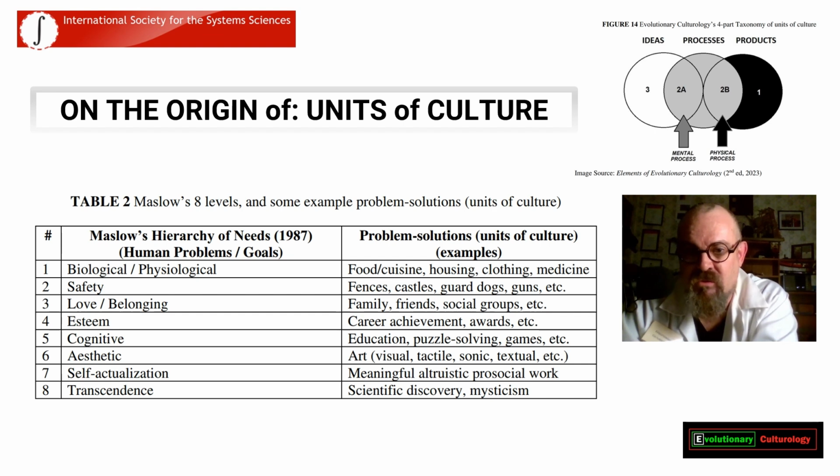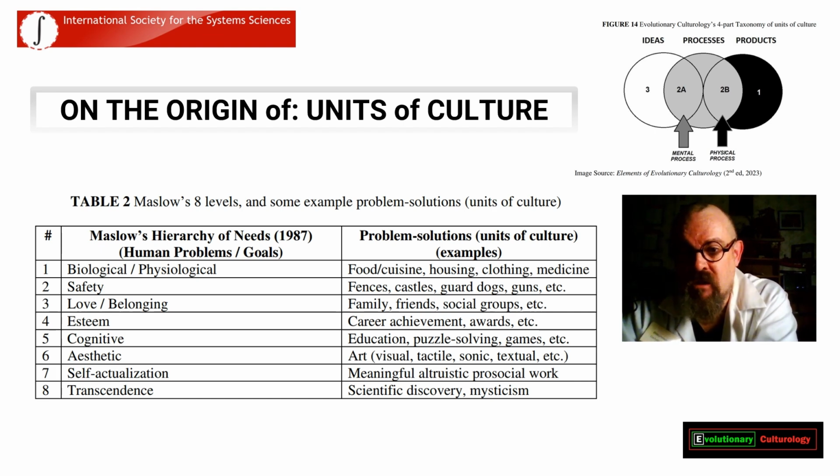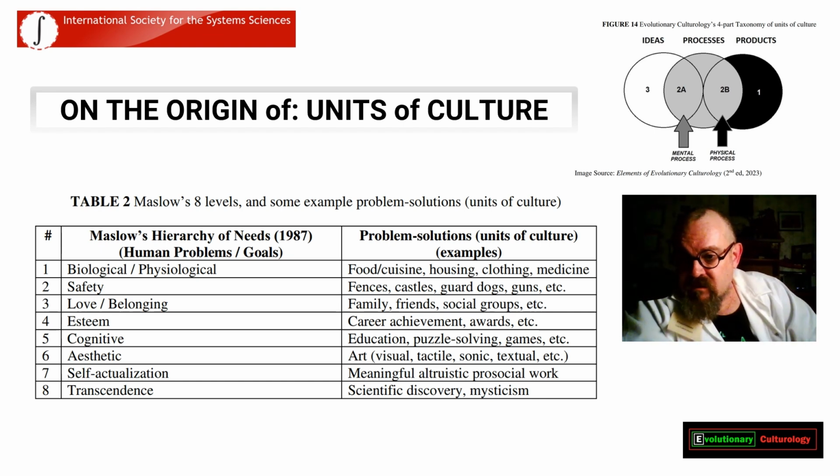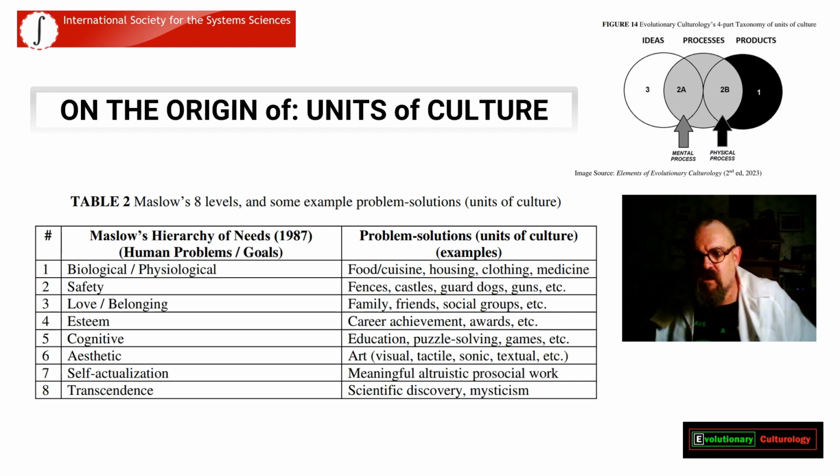So organisms need food, clothing, and shelter. So on the right-hand column there, problem solutions, units of culture, ideas, processes, and products. We've got when you're hungry, you need to invent food or cuisine, and that can get very complex and elaborate with delicious dishes. Housing, so then we have the domain of architecture that emerges because you've got to build a house to get some shelter. Clothing, we have the domain of apparel or fashion design. And medicine, when you get sick, you need things like COVID injections or antibiotics or painkillers or what have you, cancer treatments. I was going to say something about clothing.